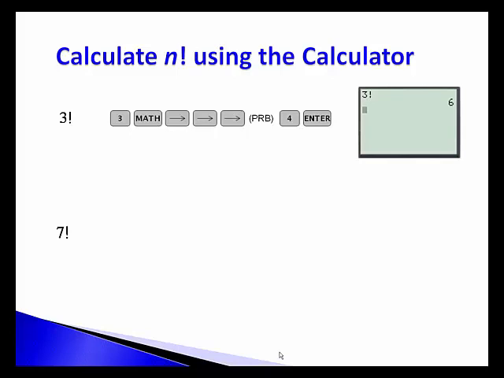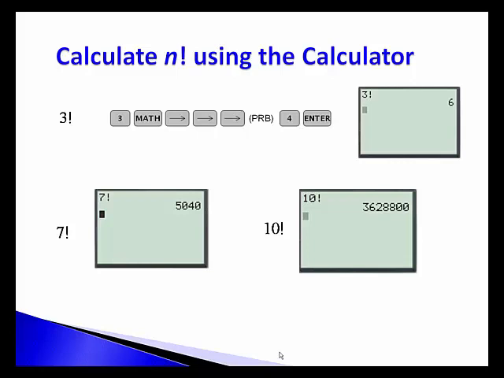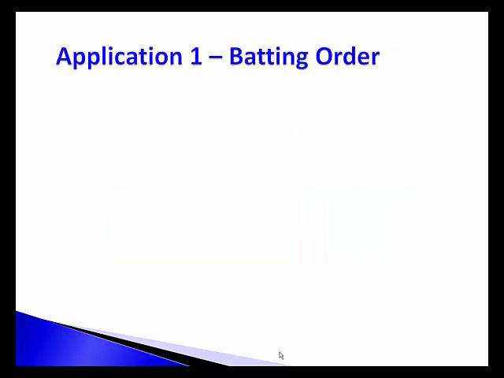Let's go on and do 7 factorial on your calculator while we're there. You enter the 7 first, then get the factorial by going to Math, move over to the right to Probability, choose 4 for factorial, and hit Enter. You should have your 5,040 right there, and if you went on and did 10 factorial, you would see that you get the 3,628,800. Now what I want to do is talk to you a little bit more about permutations by using an example dealing with batting order.